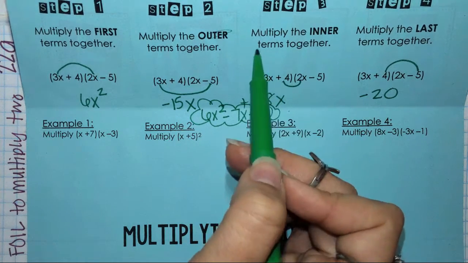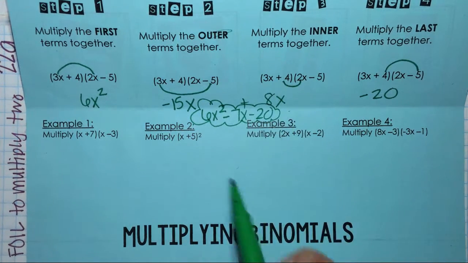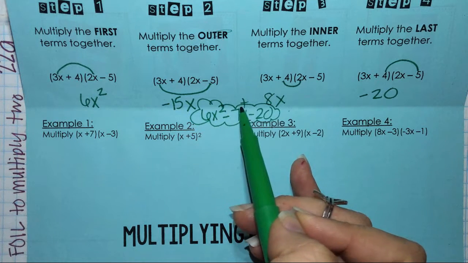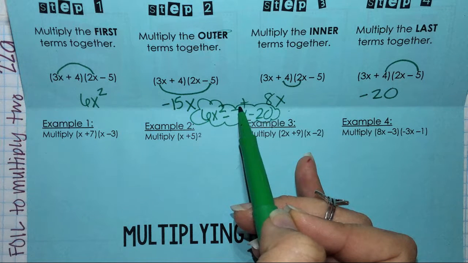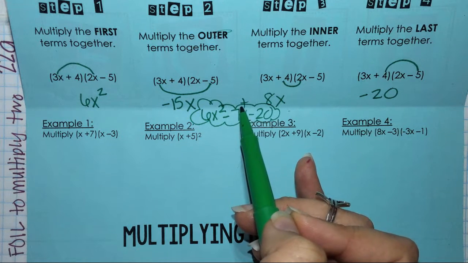Then we multiplied the inner terms together. It's what's on the inside, closest together. We did 4 times 2x, and we got plus 8x. Why did we write a plus? Because it's a plus sign. And they're positive. Good. Take a point.